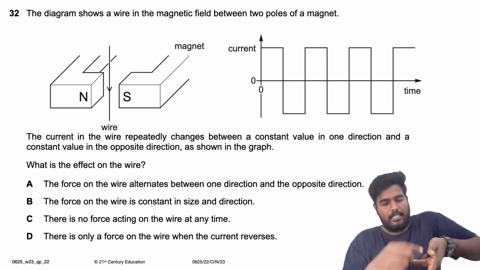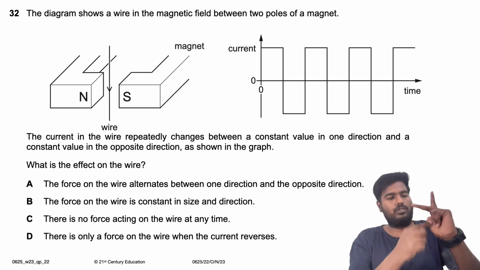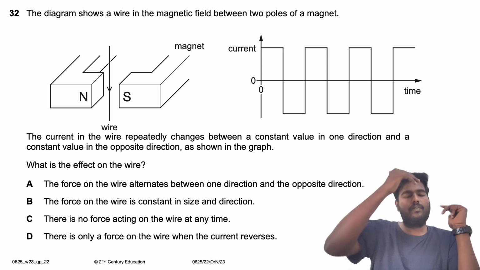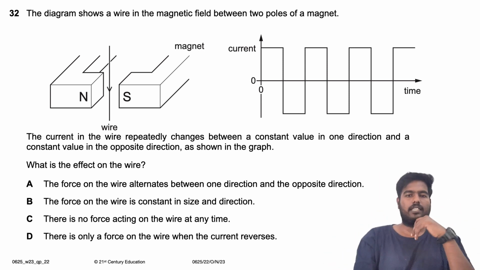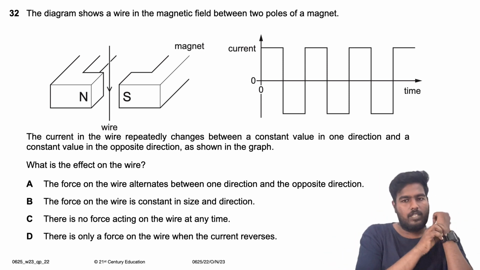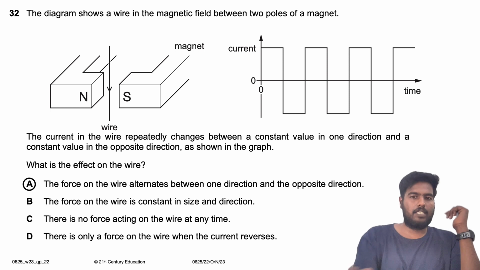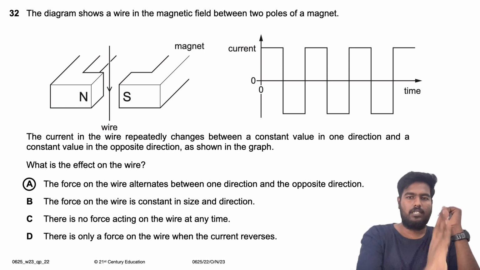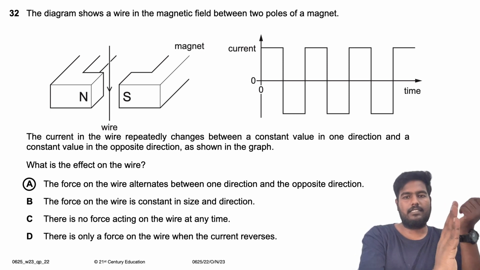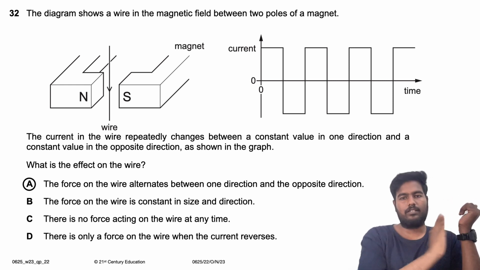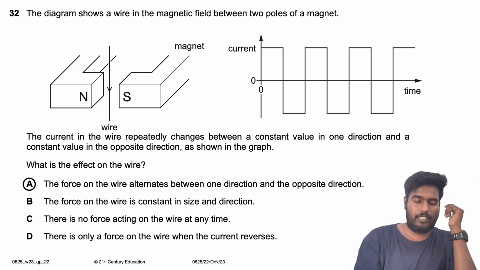And then the current is switched, so it's going to move up. The force will be like this. So the force on the wire will alternate from one direction to the opposite direction. So A is the right answer. Initially the force is like this, then the current changes direction, and it's like this. So it will oscillate back and forth. The force on the wire alternates. Yes. Okay.